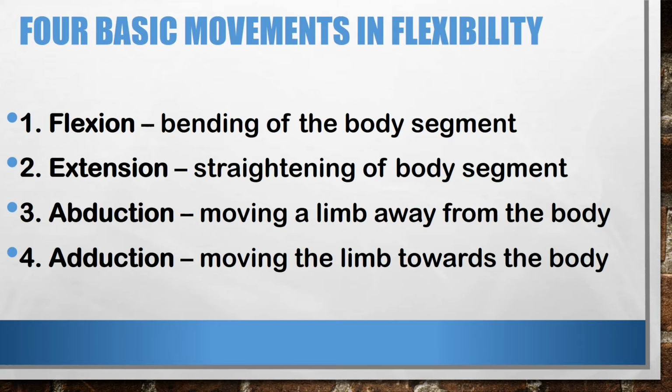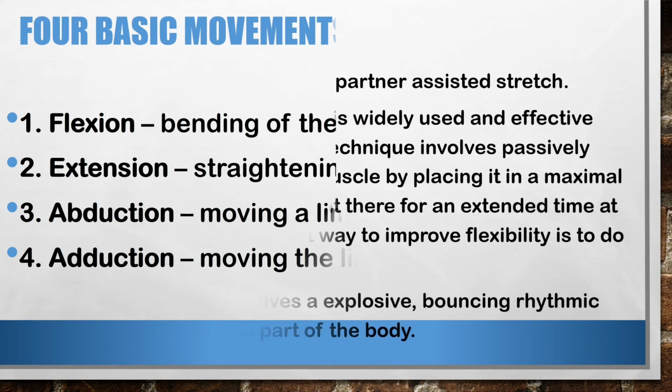So we have 4 basic movements in flexibility. First, the flexion. The flexion is bending of the body segment. Second, the extension, straightening of the body segment. The abduction, moving a limb away from the body. The adduction, moving the limb towards the body. So we have the movements and we have the flexibility parts of the body.